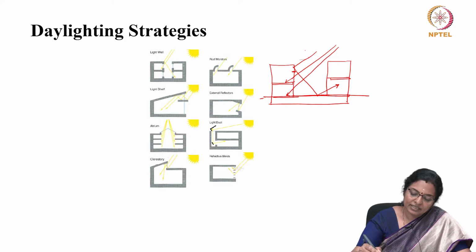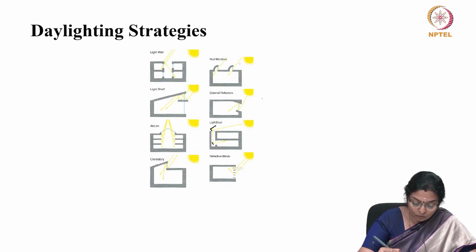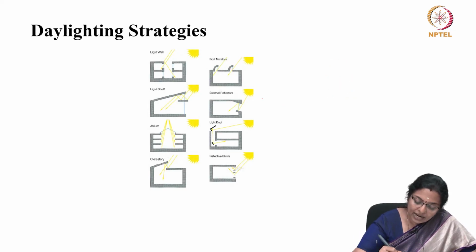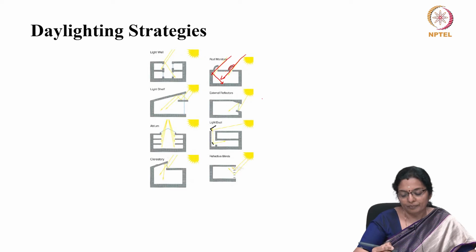Another method is to have roof monitors. Roof monitors are nothing but something similar to clear story, and therefore the light comes from the roof. The light could be diffused or sometimes it could be direct and glared depending upon the position of the sun, which is that part of the year.